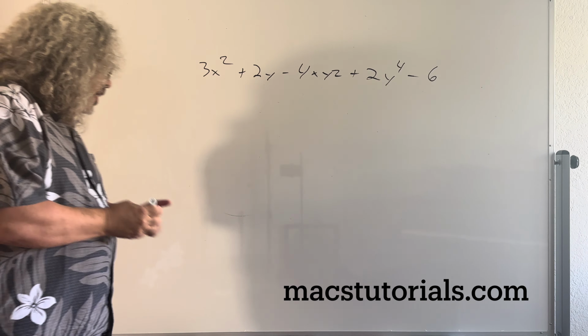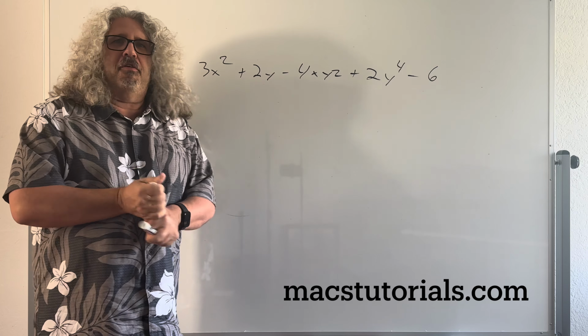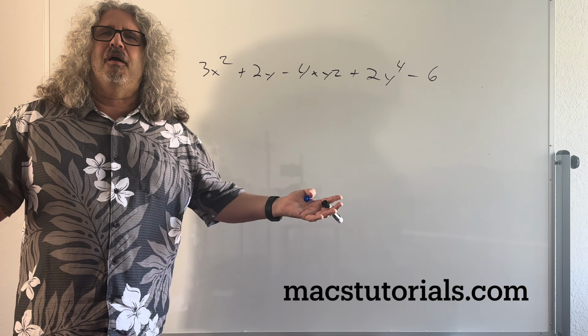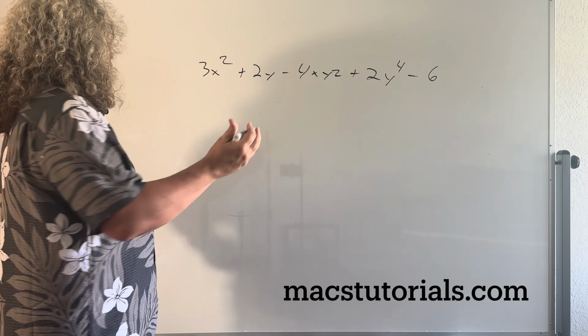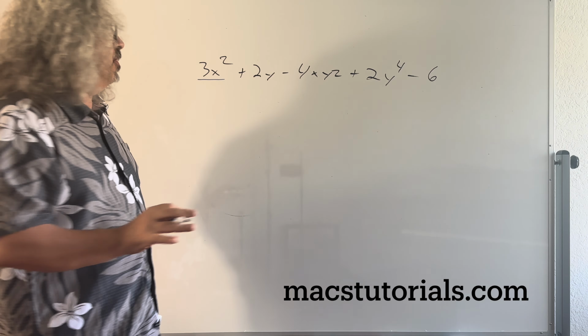Okay, so now what is a term? The way I want you to think about a term, this may not be the best definition, but it's one I know you'll understand. It's whatever is separated by a plus or a minus. So as I look at here, I see this 3x squared. Use the plus and minus.